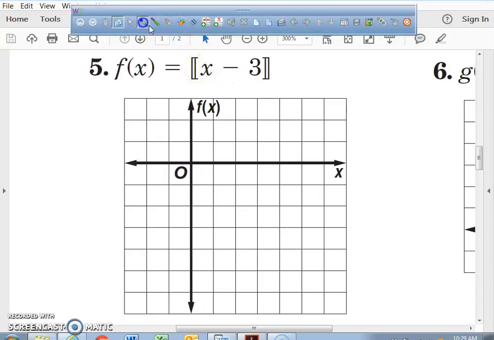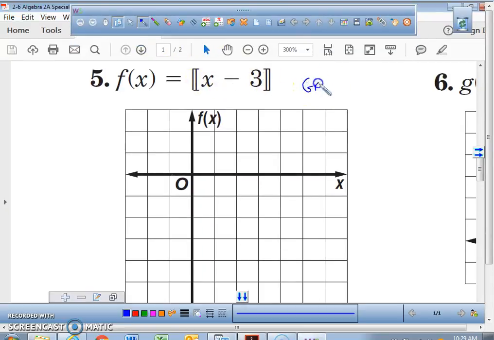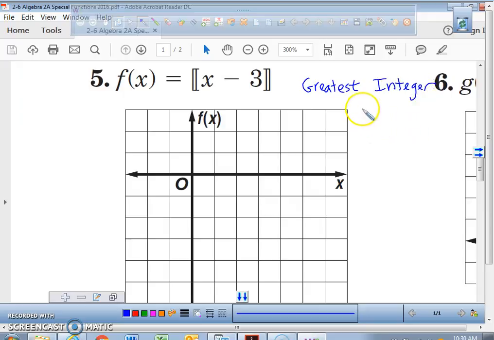Right now, this right here is a greatest integer function. By the way, there's another way to refer to the greatest integer function without saying the words greatest integer function. These are known as step functions. They do look like stairs. That's what they look like, steps.